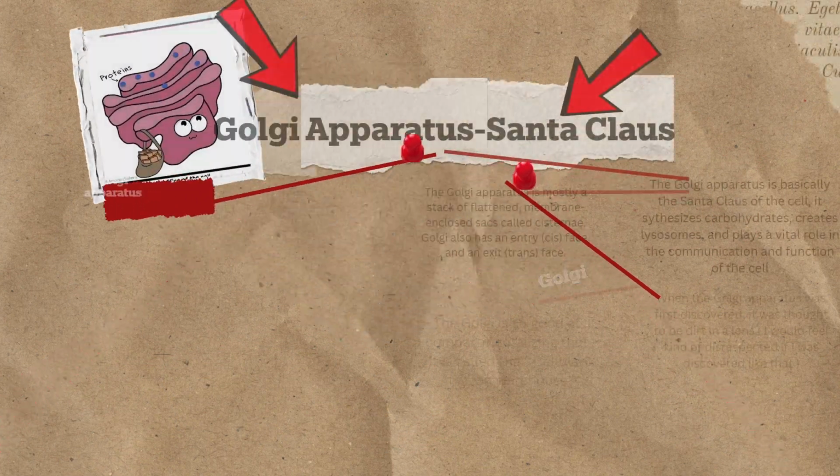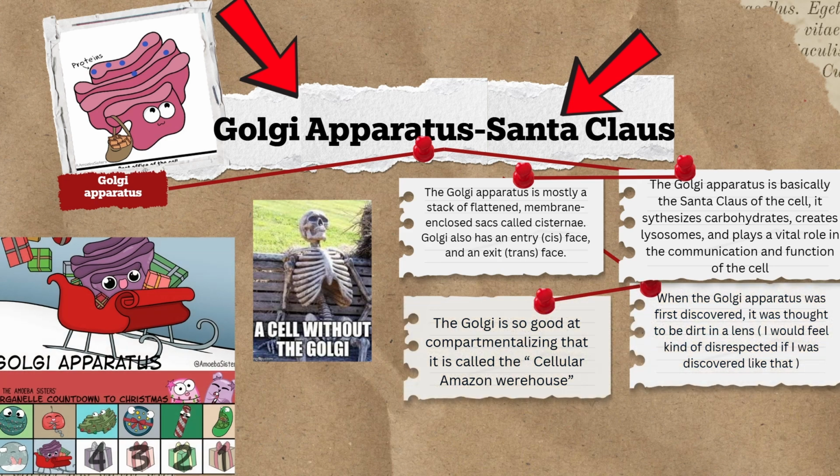The Golgi. Golgi apparatus, in our case, Santa Claus. The Golgi apparatus is basically the Santa Claus of the cell. It synthesizes carbohydrates, creates lysosomes, and plays a vital role in the communication and function of the cell. The Golgi apparatus is mostly a stack of flattened, membrane-enclosed sacs called cisternae. The Golgi also has an entry, the cis phase, and an exit, the trans phase.